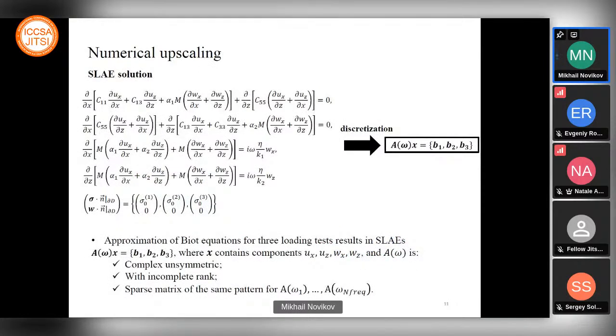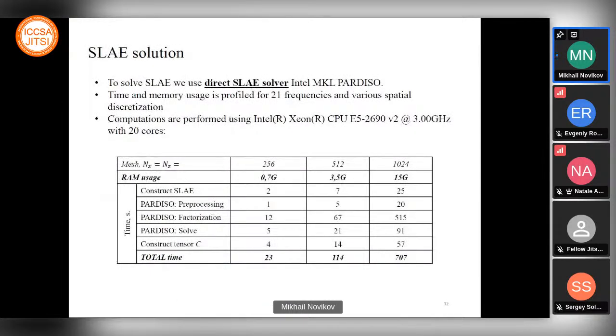If we discretize the differential problem, we finally obtain a system of linear equations. For three tests, we obtain correspondingly three systems of equations with a matrix which is complex, unsymmetric, of incomplete rank, and also sparse. But the good thing is that for all frequencies that we consider, it has the same pattern. With all these properties, solving the system with, for example, some iterative solvers is quite challenging. So we use the direct solver, Intel MKL PARDISO, to solve the systems.